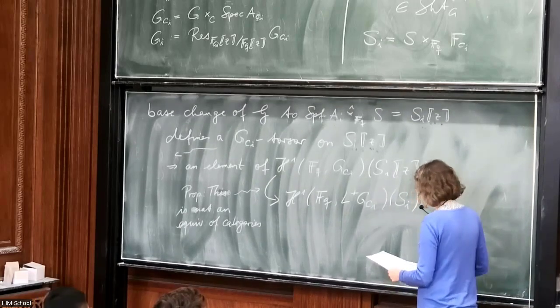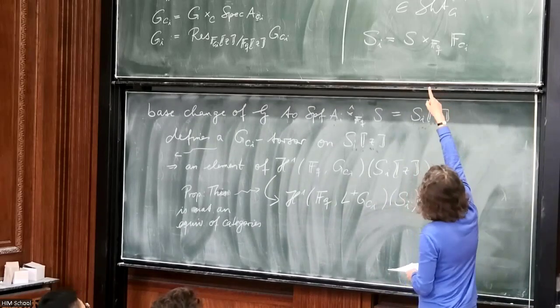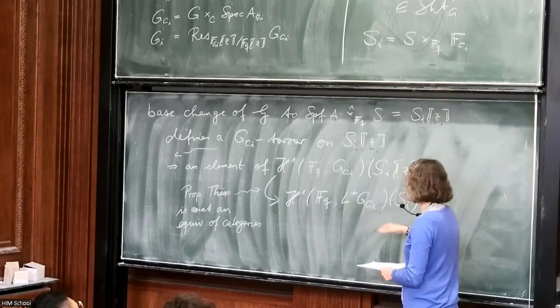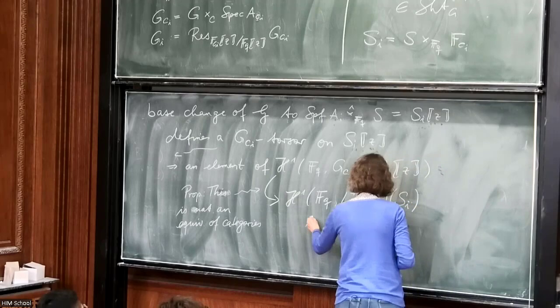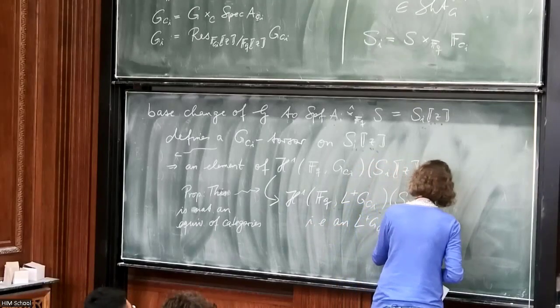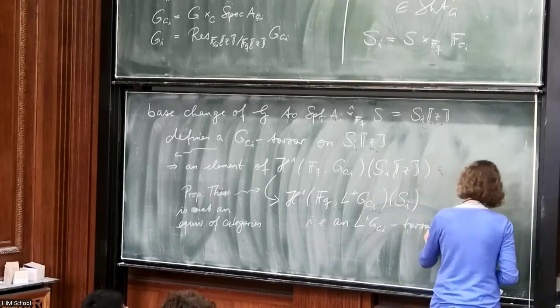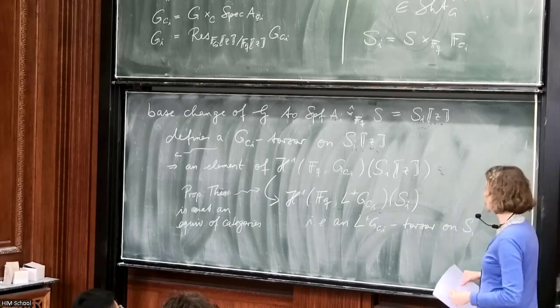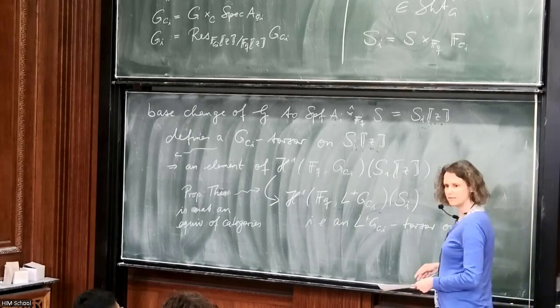Okay, at this step one has to show a little bit, but it's not too difficult. And in this way, what we get is for every global G Shtuka and every I, an L plus G CI torsor on SI. So this is the first ingredient that we need for local G Shtuka. And then, yeah.